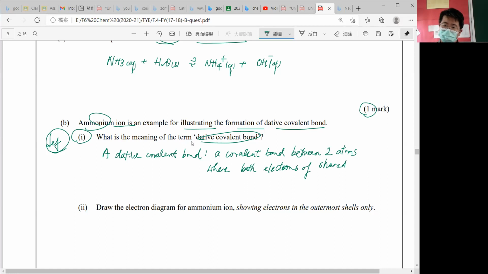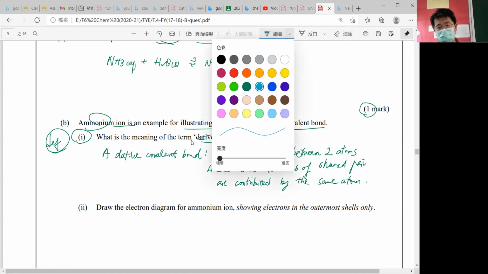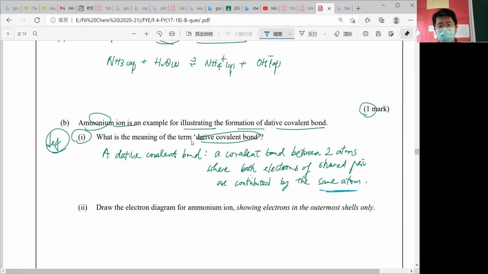Okay, so what we mentioned is the bond pair, right? The bond pair, the shared pair of electrons, is contributed by the same atom. So the focus of the point will be this same atom providing the bond pair electrons between two atoms in this type of covalent bond, to tell this is a dative covalent bond.